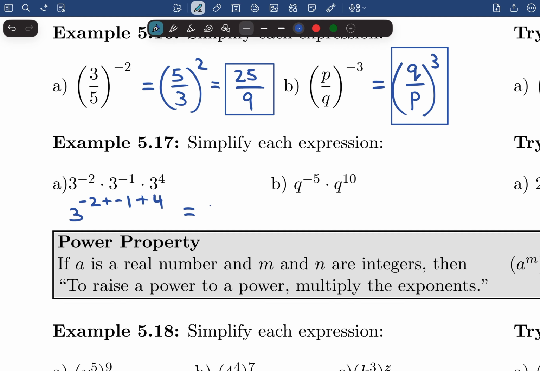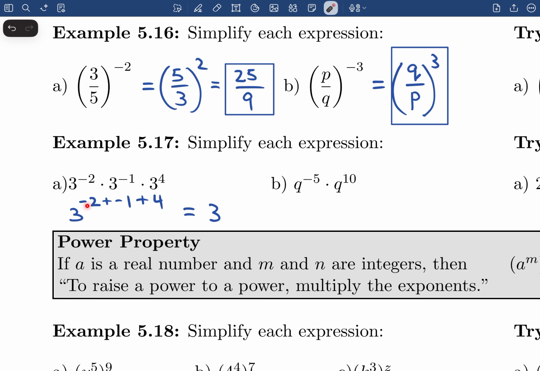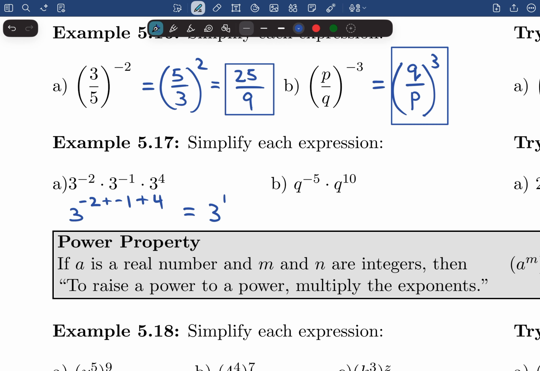And so that comes out as 3 to the, well, negative 2 minus 1 is negative 3, and negative 3 plus 4 is positive 1. So that comes out as 3 to the first power. And 3 to the first power is just 3. I can make the first power invisible. Whenever I have a power of 1, I can make it invisible.